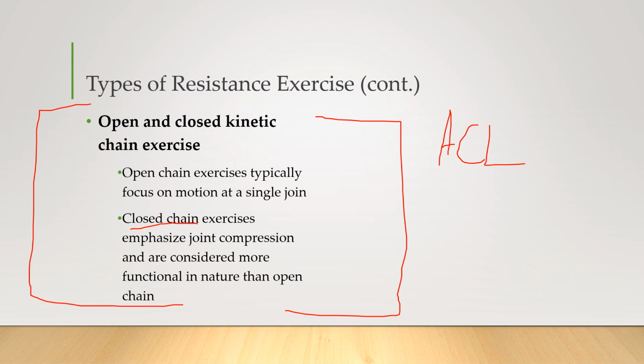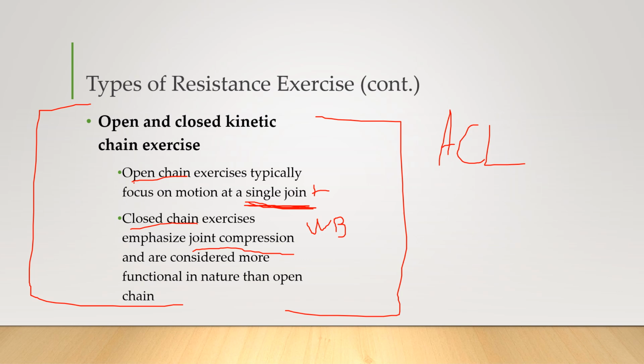But typically, open chain exercises focus on motion at a single joint. Let's take a long arc quad, for example, or a knee extension exercise. One motion at a single joint, okay? So the knee extensors are working, we're getting extension, and that's really it. With closed chain exercise, typically we get joint compression, so these are weight bearing, okay, and are considered more functional in nature than open chain.